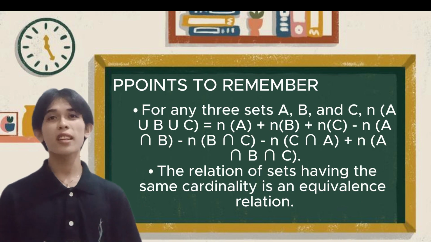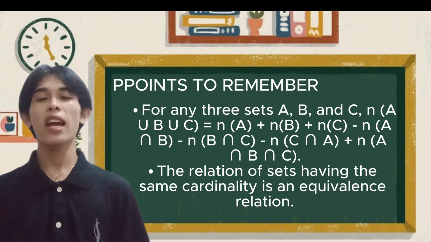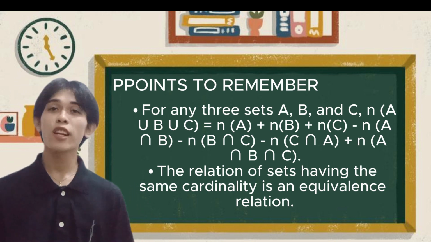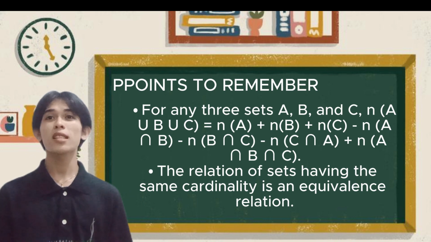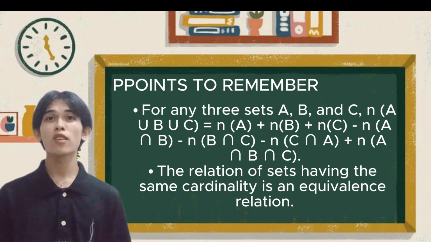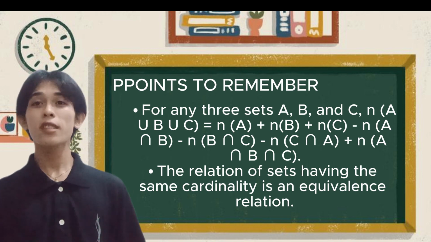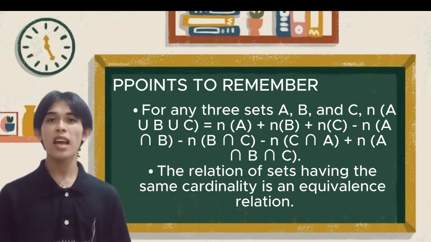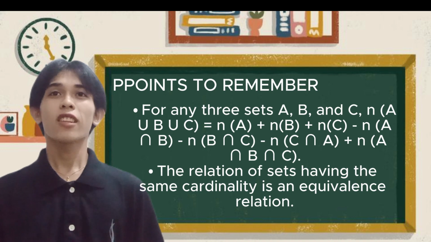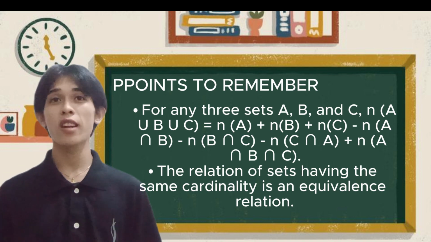For any three sets A, B, and C, we have n of A union B union C is equal to n of A plus n of B plus n of C minus n of A intersection B minus n of B intersection C and minus n of C intersection A plus n of A intersection B intersection C. The relation of sets having the same cardinality is an equivalence relation.